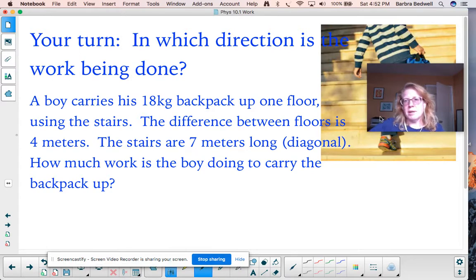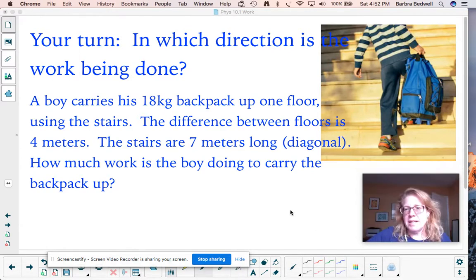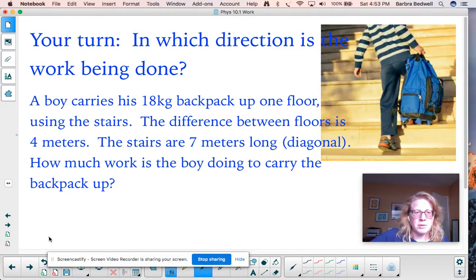Okay, so here's another example of take a moment and figure this out. Here we've got our little boy carrying his backpack up the stairs. And so this is a question that you need to do. He's carrying his 18-kilogram backpack up one floor using the stairs. The difference in height between the floors is 4 meters. The stairs are 7 meters long diagonally. So basically, here's what this means, is that you have basically a flight. Oh, crap. I could draw, that would be super helpful.